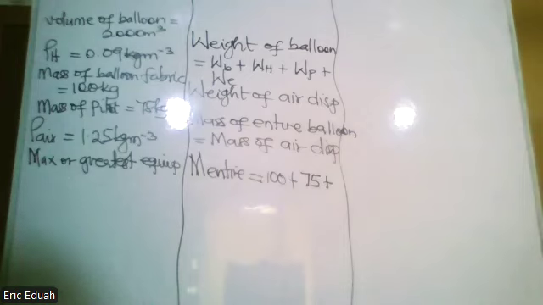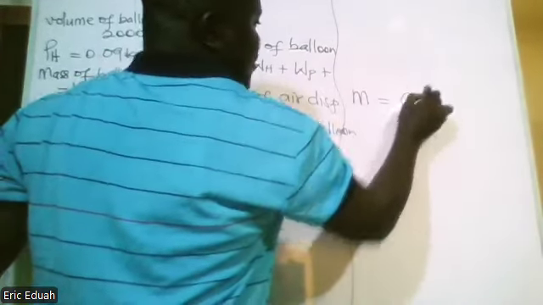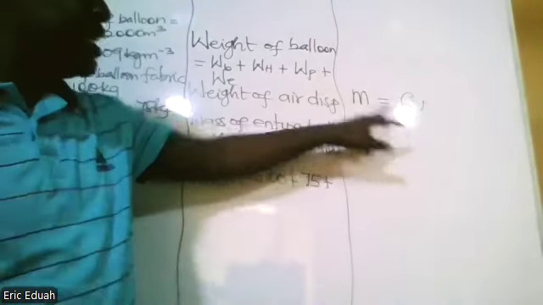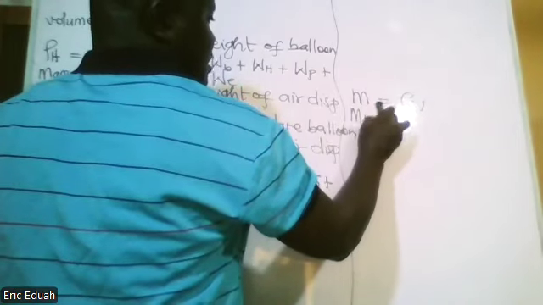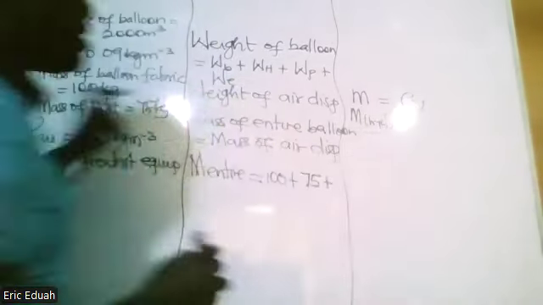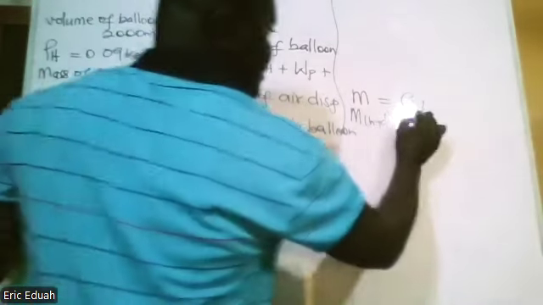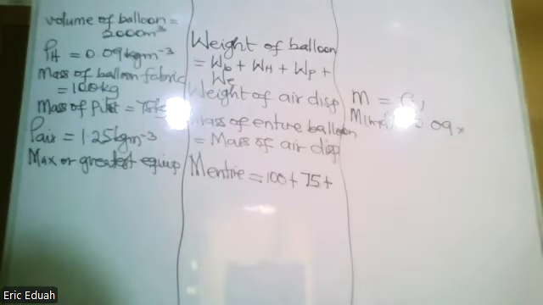plus mass of hydrogen. Mass of hydrogen wasn't given directly, but we're given the density, and we know mass to be equal to density times volume. So with the given information, we can find the mass of hydrogen. M of hydrogen will be equal to density of hydrogen, which is 0.09 times the volume of hydrogen.